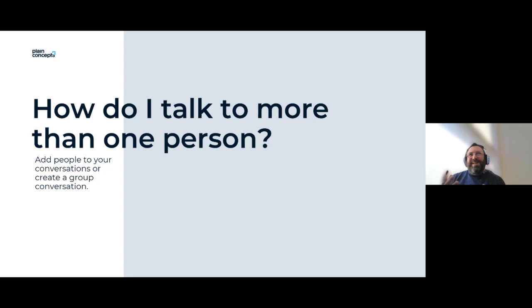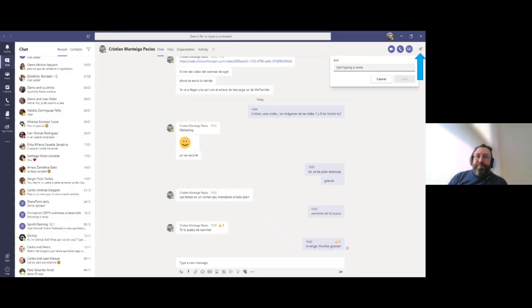If it's more permanent, like you need that to be a reference for documentation or whatever, or you need that to be set for everyone to access, then use channels, use conversations in channels. Okay, so how do we do that?